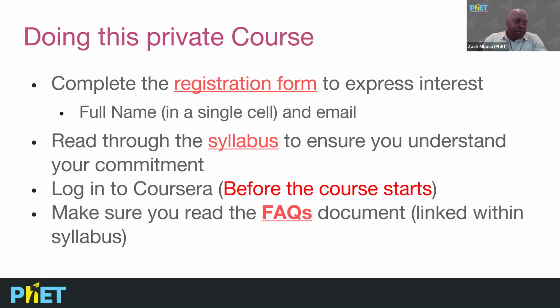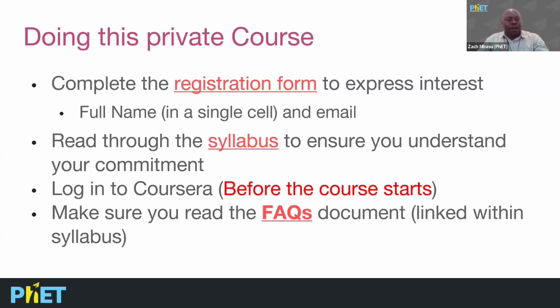So if you want to do that, please make sure that you register, and all we need in that registration form is your full name, and that full name will appear on the certificate, and also the email address. The reason for us requiring the email address is so that we can use it to invite you to the private course. And then we have a syllabus, which we are going to share with you. As soon as you receive that invite email, you'll get onto Coursera and be able to progress through the course.